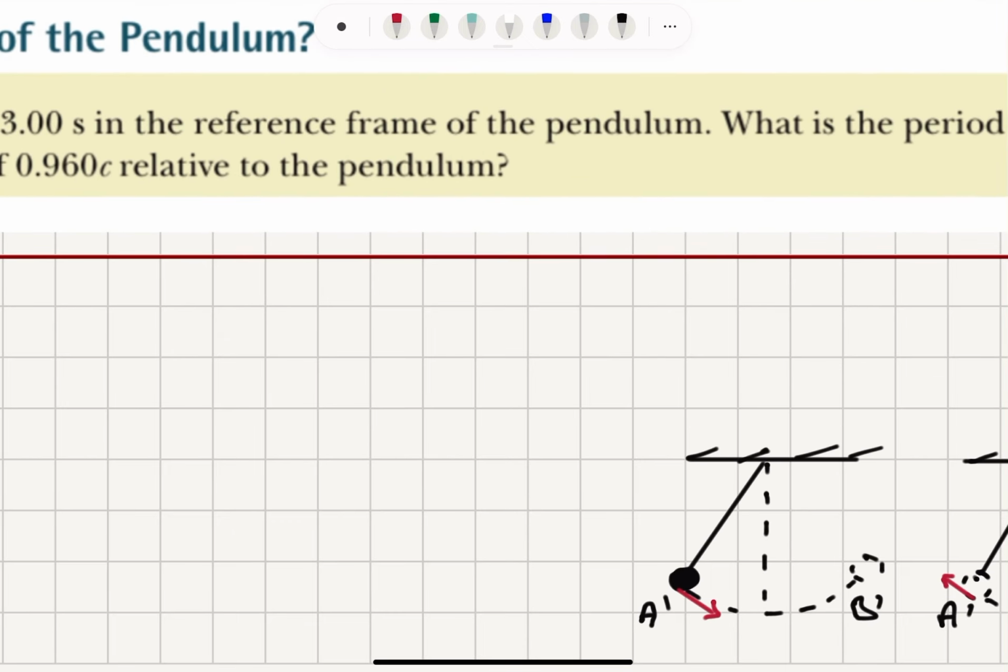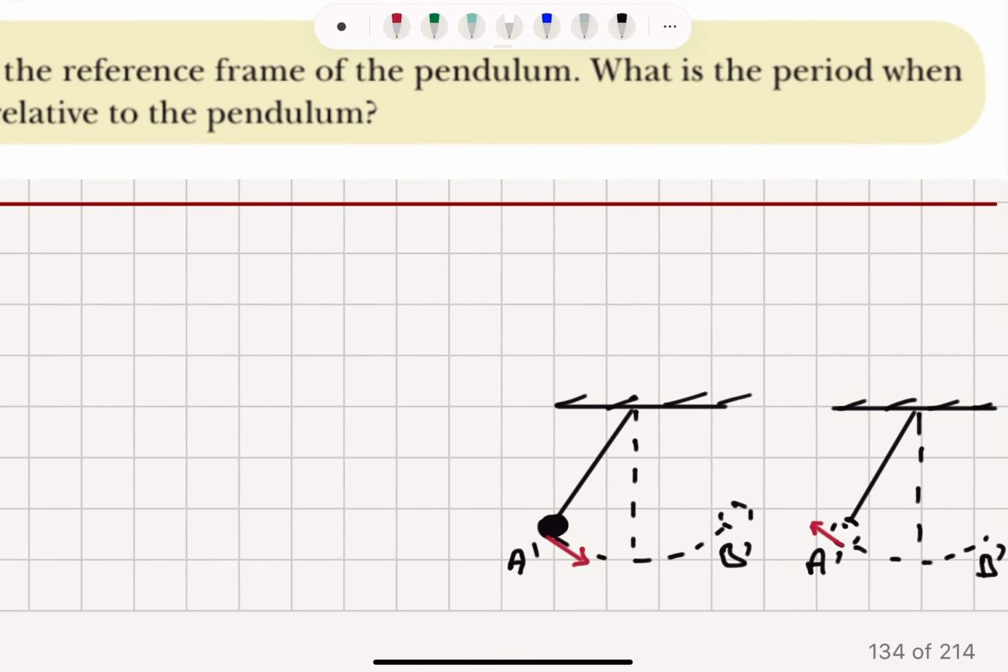So here is our pendulum. How do we measure the period of a pendulum? So the pendulum starts at point A prime, goes to B prime, and comes back to A prime.